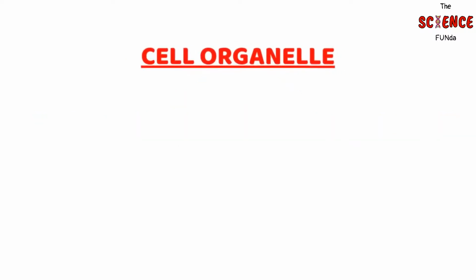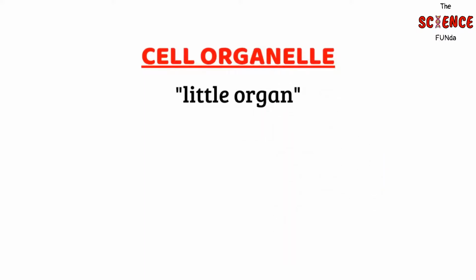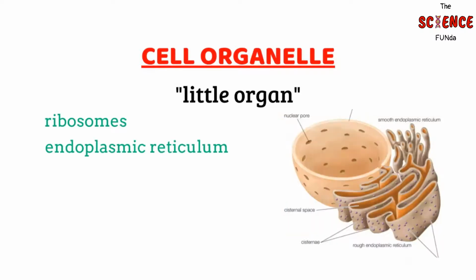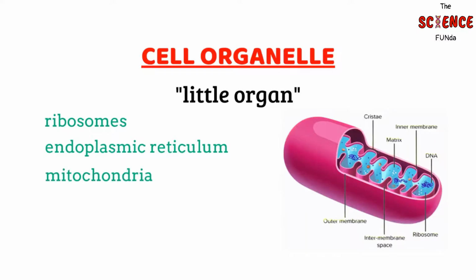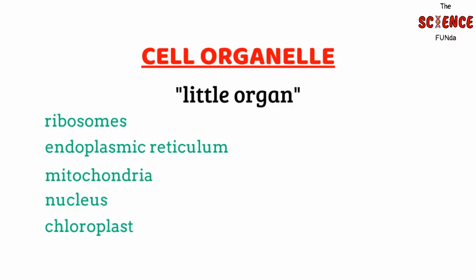A cell organelle, often known as a little organ, is a tiny biological structure that serves a specific purpose within a cell. Cell organelles and components include ribosomes, endoplasmic reticulum, mitochondria, nucleus, chloroplasts, and other essential components of the cell. They play a vital role in the functioning and working of the cell.